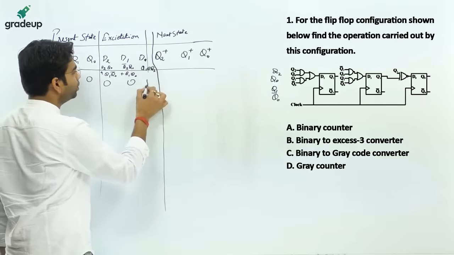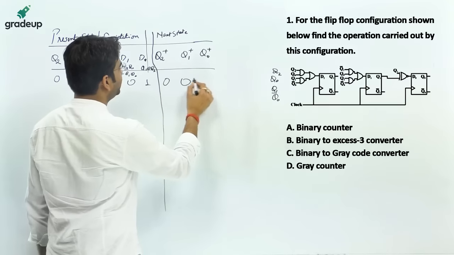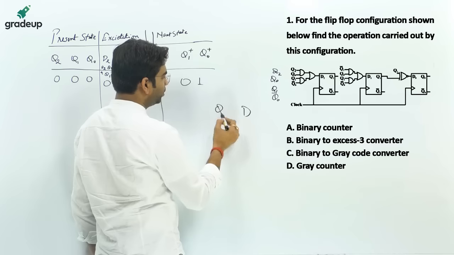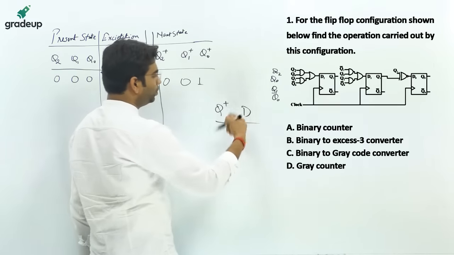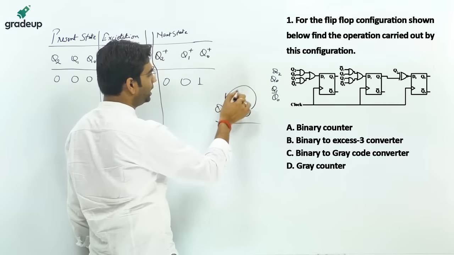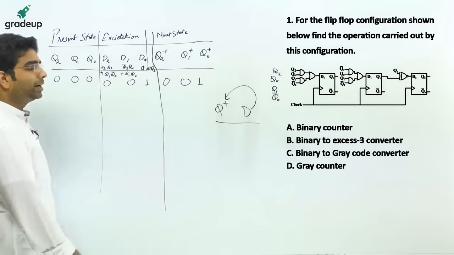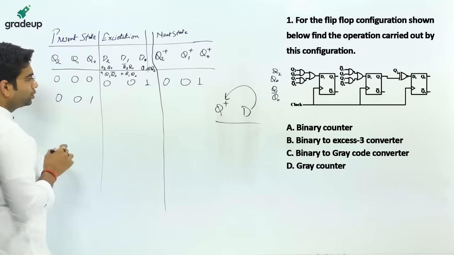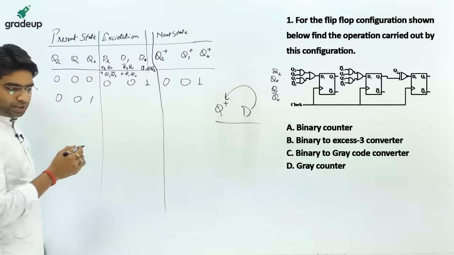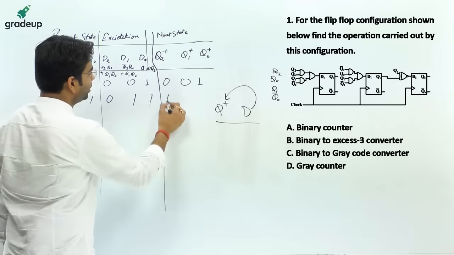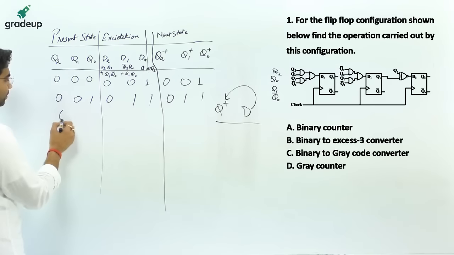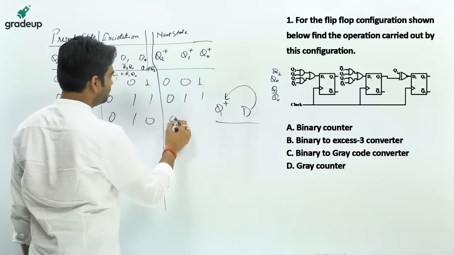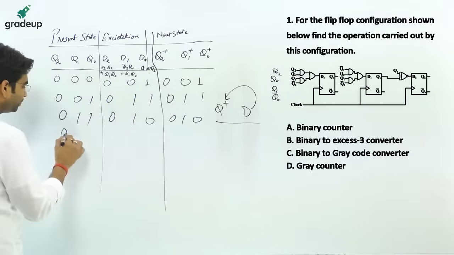So it will be 0, 0, 1, and in a D flip-flop, Q plus is equal to D. Whatever value is stored in D will come to Q plus, the next state. It is called a transparent latch. So it is 0, 0, 1. Again, after solving these expressions, you will get 0, 1, 1, so it will be copied in D. 0, 1, 1. Then again it will go to 0, 1, 0.